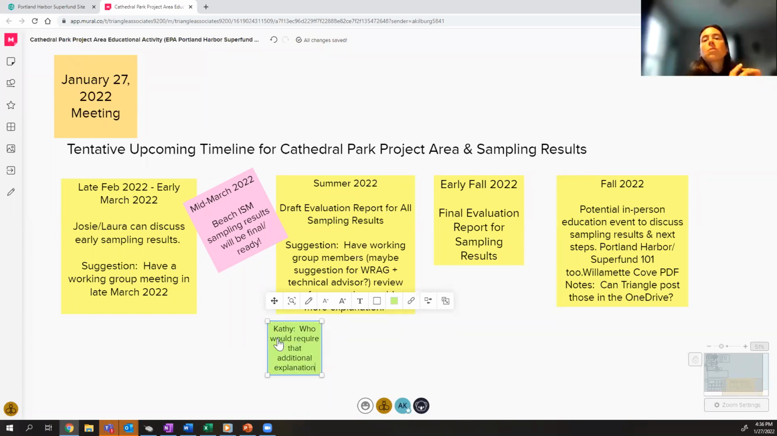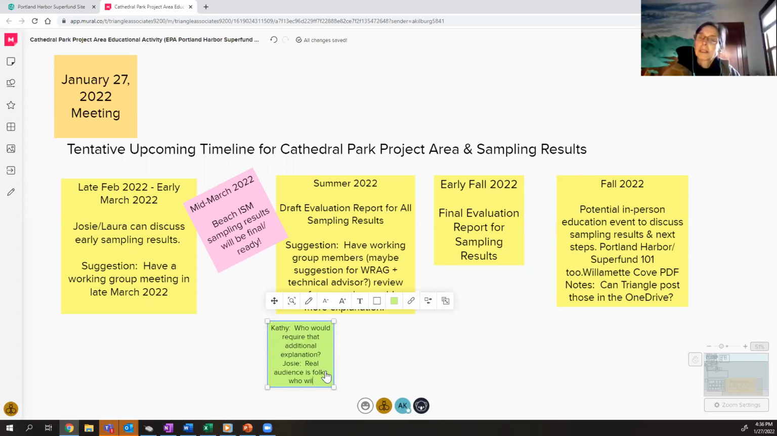It will be made public once it's final. I think our real audience for that is whoever picks up remedial design and completes remedial design at Cathedral Park. They will use this as a foundation for the rest of the remedial design. Okay, so it's really a professional technical document. It's really not very much meant for the public.